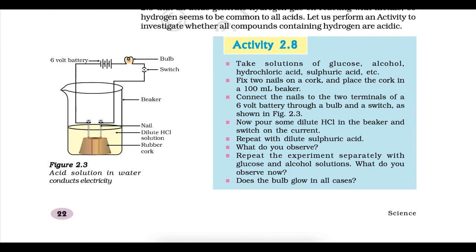Activity 2.8. Take solutions of glucose, alcohol, hydrochloric acid, sulfuric acid, etc. Fix two nails on a cork and place the cork in a 100 ml beaker. Connect the nails to the two terminals of a 6-volt battery through a bulb and a switch, as shown in the figure. Now pour some dilute HCl in the beaker and switch on the current.